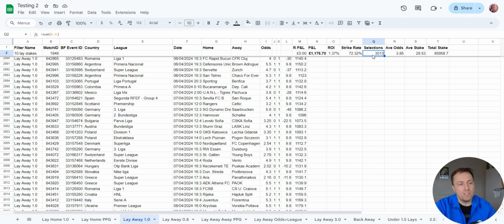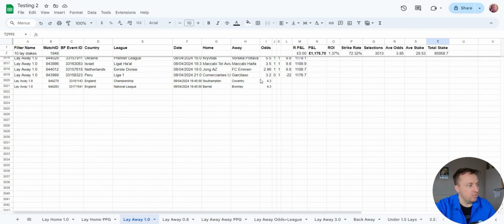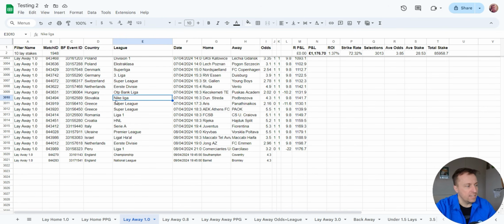But yeah, the next important thing here is those 3,000 selections, and the average odds are below 4. So again, we're not laying at massive odds here. It's not like we're having huge liabilities, which again is important. So let's get into it. And as we've crossed the 3,000 mark, as you can see here now recently, we're going to analyze the results.